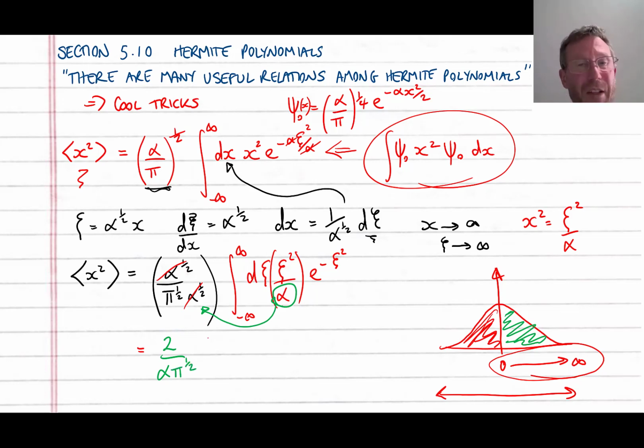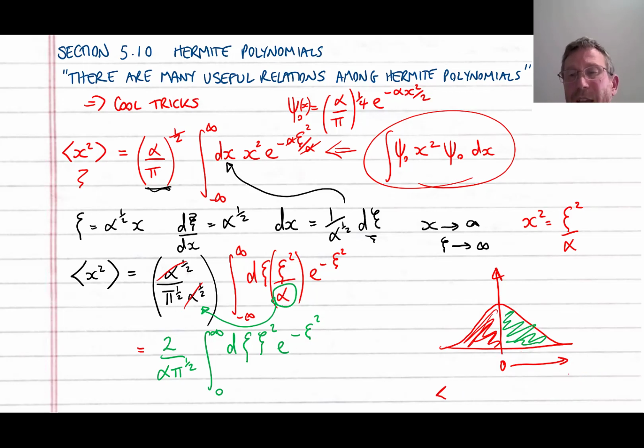And because of that, we're going to change the limits to infinity at the top and 0 in here, d xi squared e to the minus xi squared. And that, how do we calculate that value? Let's get rid of my little sketch.